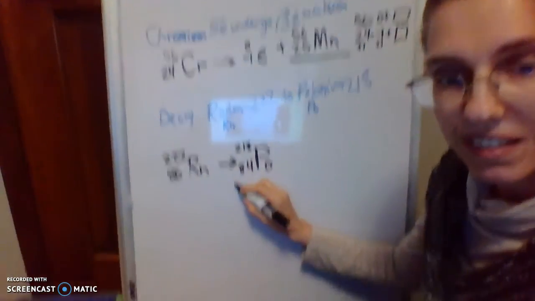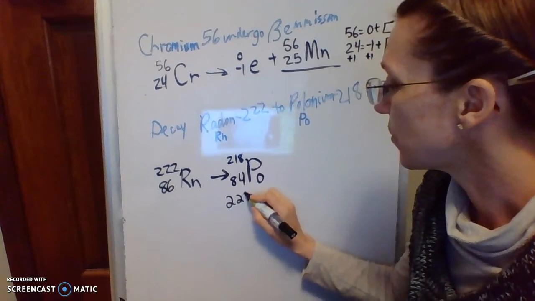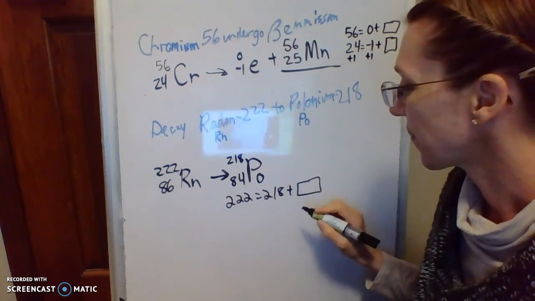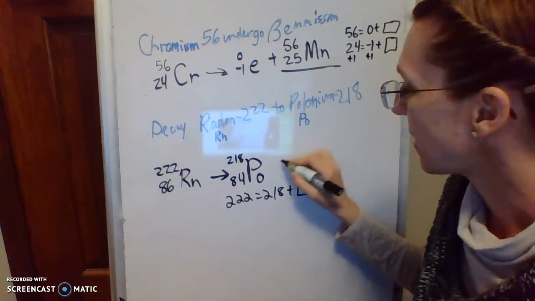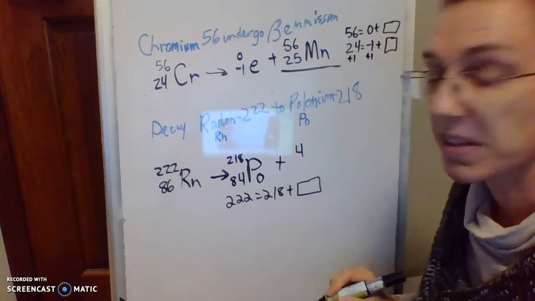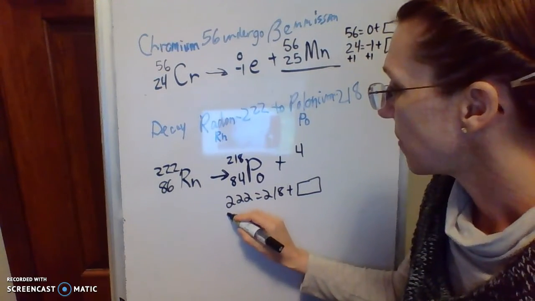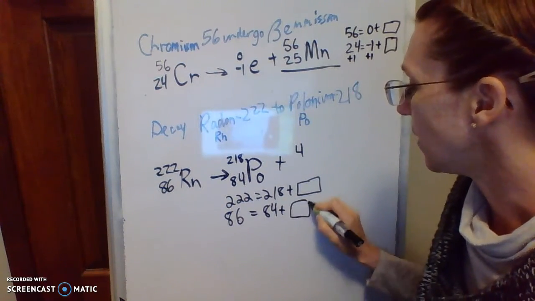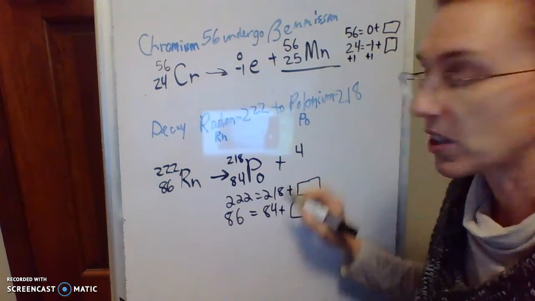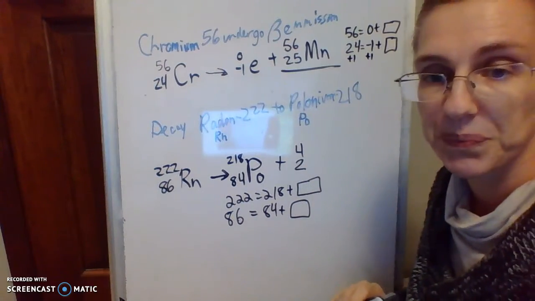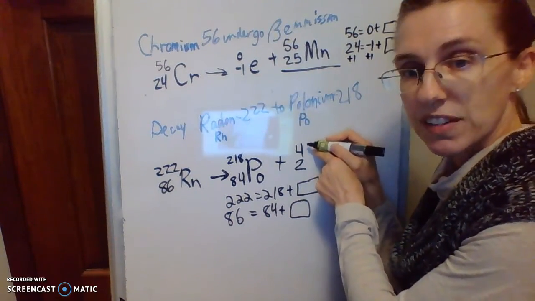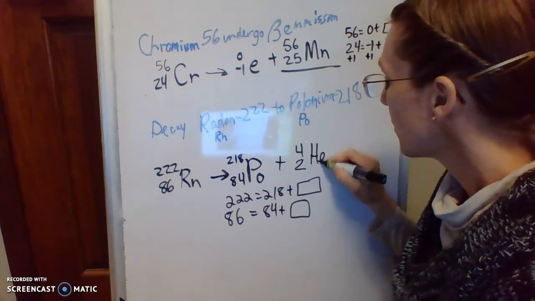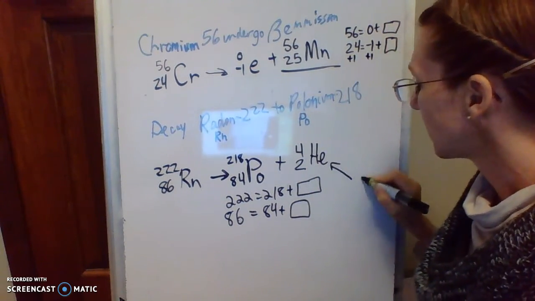We've got, this down here, 222 equals our 218 plus our unknown. And when we do the math, we find out that our unknown will have a 4 on the top there. And then we've got 86 equals 84 plus our unknown. And we subtract that from both sides, and our bottom number ends up being a 2. So what particle has a 4 on the top and a 2 on the bottom? Well, it's our helium nucleus, right? So this is given off alpha particles.